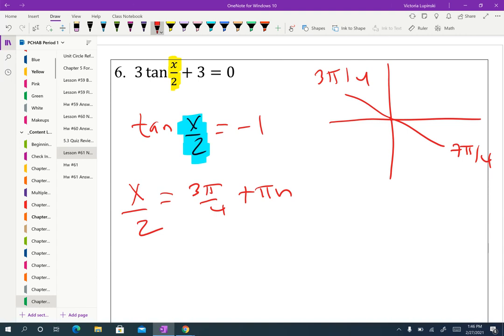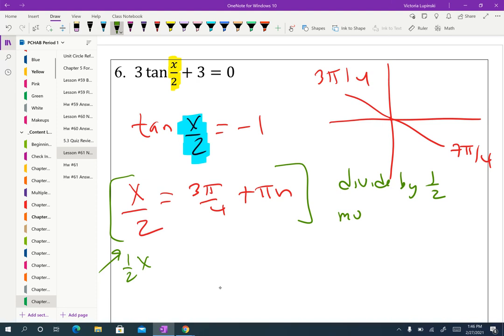Remember the rules from the previous problem. In order to now change it to the final answer, you would divide by a half. The reason why it's a half is because this is really 1/2 x. So you're going to divide by a half, and obviously an easier way of dividing by a half is multiplying by 2. So I actually recommend you do the second. So if I go ahead and multiply everything by 2, I'm going to get x equals. So 3 pi over 4 times 2, that's going to give me 6 pi over 4, which becomes 3 pi over 2. And then instead of pi n, it's going to give me 2 pi n.